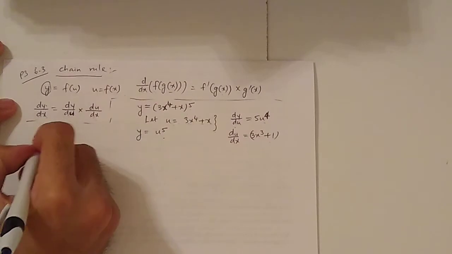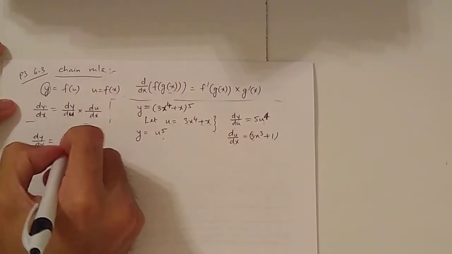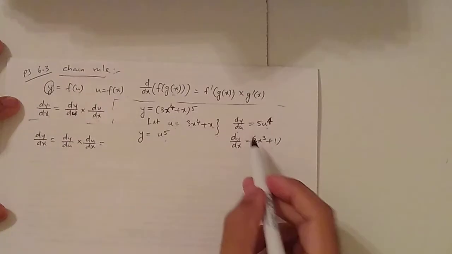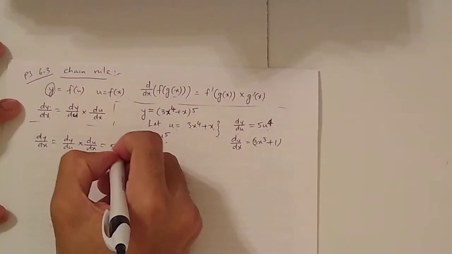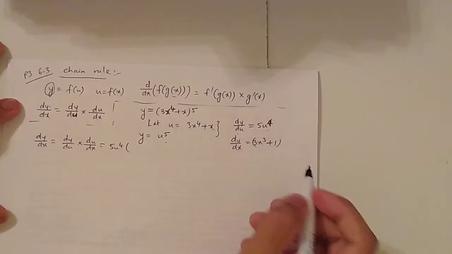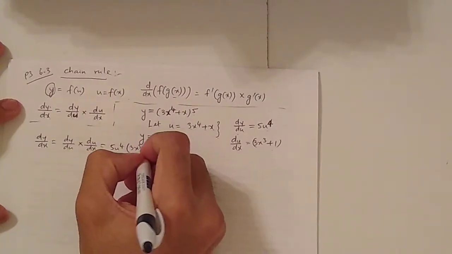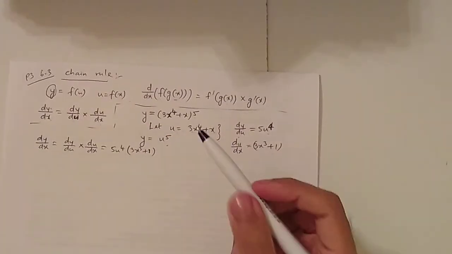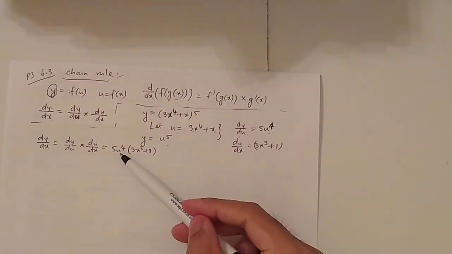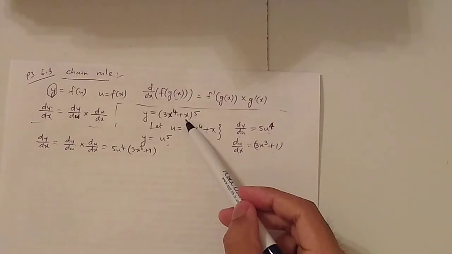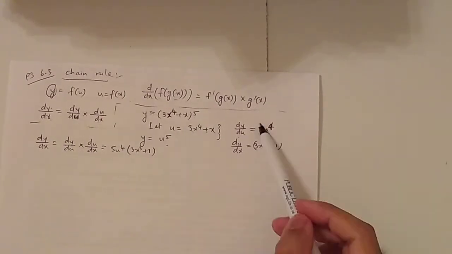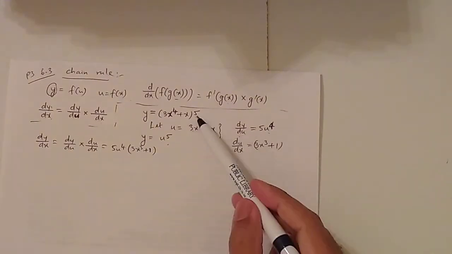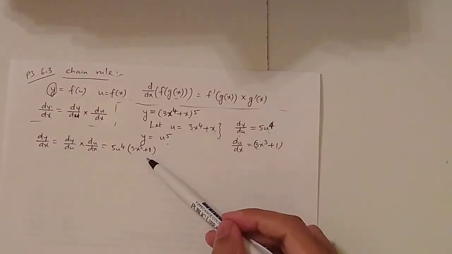Therefore, dy by dx is equal to dy by du into du by dx, which is 5u raised to 4 into 3x cubed plus 1, and this is the answer. But notice that we do have a u in the answer, but our question did not have u. We used u just to help us find the answer. Since the question did not have u, the answer should also not have u.